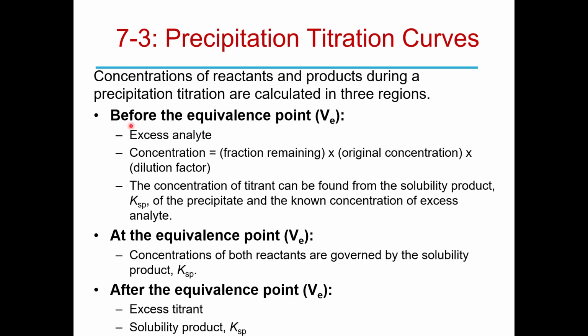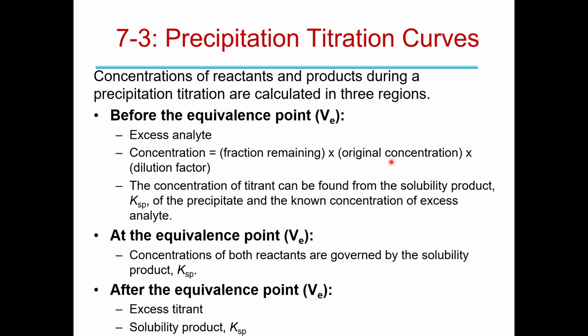So what's going on at each of these points? Before the equivalence point, in our solution, we have excess analyte, okay? So maybe our chloride or our iodide we're thinking about. So we've still got some iodide floating around in our solution. So what is going to be the concentration of the silver in that solution? Well, we can find the concentration of our excess analyte by using this formula. So what we want to do is figure out the fraction of analyte that remains, right? So we're going to use up all of our analyte in the titration, but before the equivalence point, we've only used up a fraction of it. So like 10% or 50% or 89.9%. So we want to figure out what that fraction is.